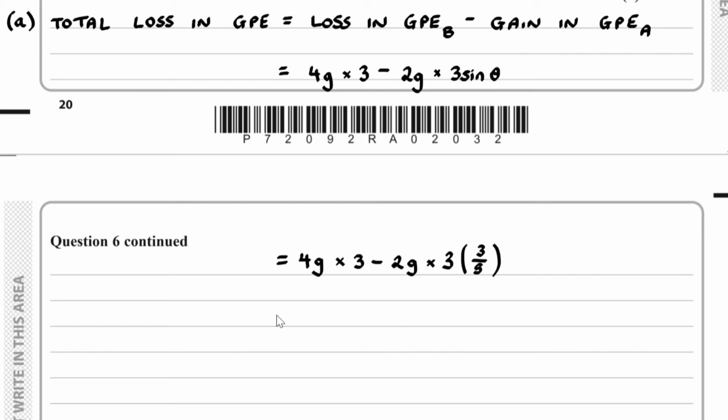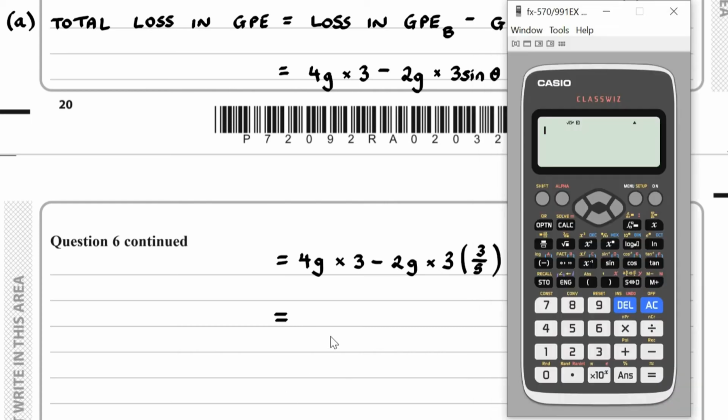So if I work out what this is, I've got 4 times 9.8 times 3 subtract 2 times 9.8 times 3 times 3/5. And if I work this out, I get 82.32 joules. So I have 82 joules given to 3 significant figures.